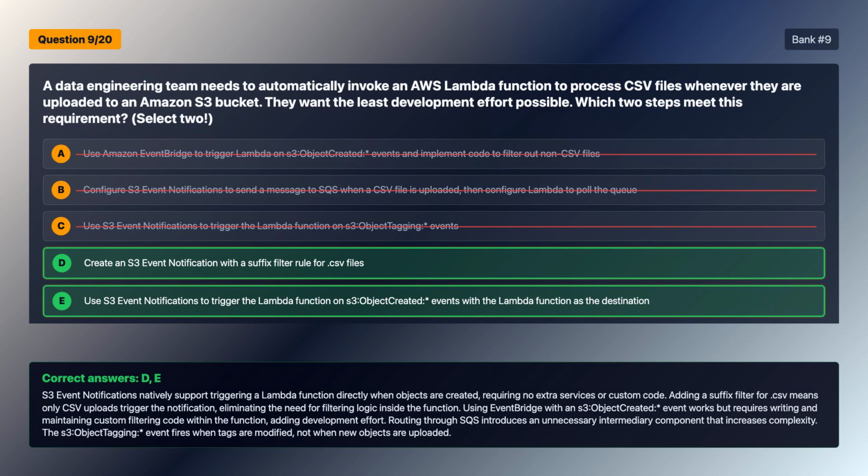Using EventBridge with an S3 Object Created event works but requires writing and maintaining custom filtering code within the function, adding development effort. Routing through SQS introduces an unnecessary intermediary component that increases complexity. The S3 Object Tagging event fires when tags are modified, not when new objects are uploaded.